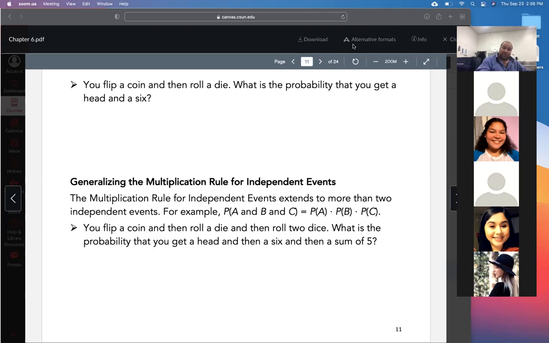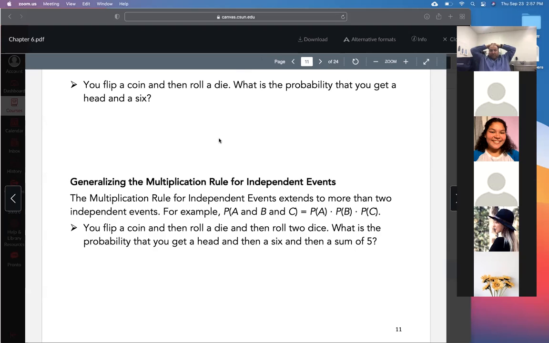So first ask yourself, as always, are these independent? Does what I get when I flip the coin have any connection to what I get when I roll the die? No. Then they're independent. If I just focus on flipping the coin, what is the probability that I get heads? 1/2. And if I roll the die, what's the likelihood that I get a 6? 1/6. So the final probability of getting both of them is 1 out of 12.